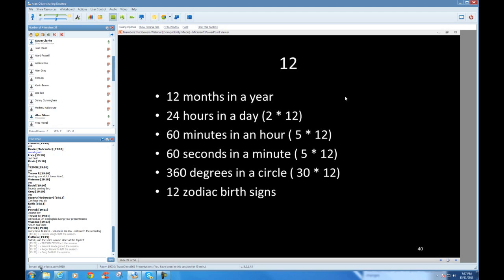We have 12 months in a year. We have 24 hours in a day, which is 2 times 12. We have 60 minutes in an hour, which is 5 times 12. 60 seconds in a minute, again 5 times 12. There are 360 degrees in a circle, 30 times 12. There are 12 zodiac birth signs. There are a lot of different reasons why 12 is very important.